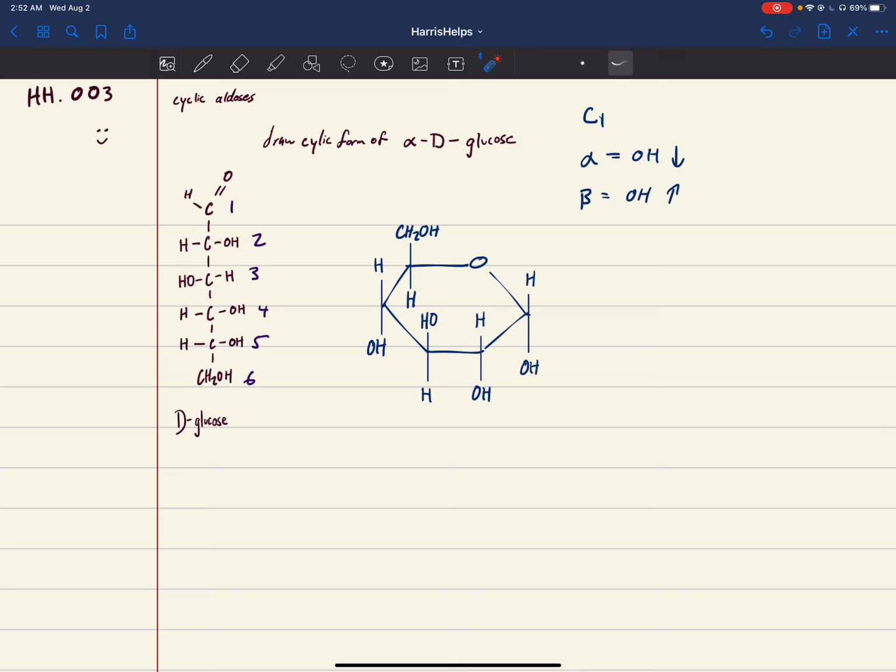One last tip for you guys, as you can see, this is D-glucose, but if you are ever wondering where you have these monosaccharides in a straight chain and you're wondering if this is L or D configuration, you always look at this carbon right here. So if the OH is on the right, this is going to be D configuration, and if the OH is right here on the left, this would be L configuration.